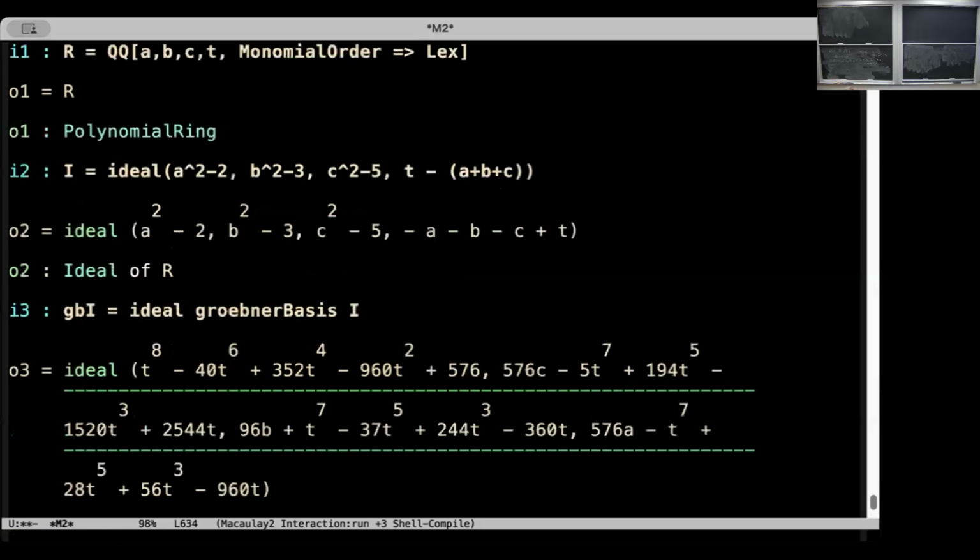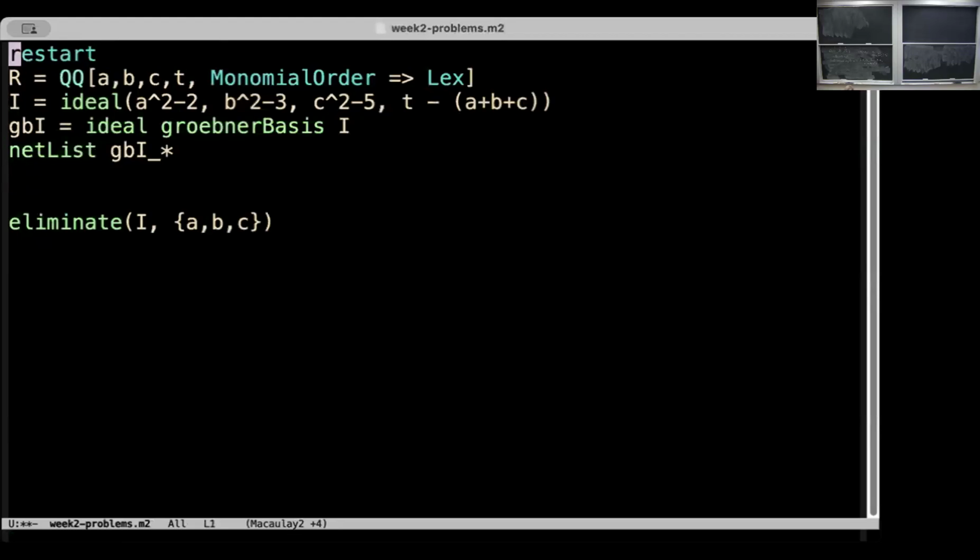Okay, so here are the commands that I used. I restarted and then I made a polynomial ring: A, B, C, T, and the monomial order is Lex. Then I made an ideal, the way you would think you would make the ideal. And then there's this Groebner basis command. This gives you a one-row matrix of all the Groebner basis elements, and ideal makes it into an ideal.